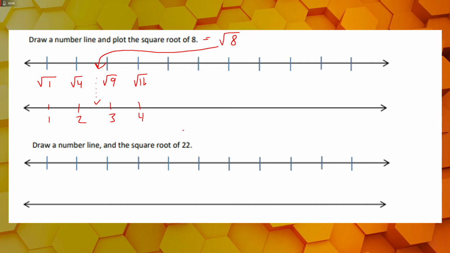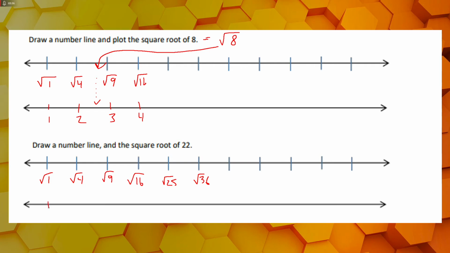I want you guys to pause the video and see if you guys can figure out this next one, the square root of 22. Well, we're going to start the same way. Square root of 1, the square root of 4, square root of 9, the square root of 16. So I know I need to go up to 22, which means my square roots here have to go past 22. Well, I know next is 25. And then we can go one more. We can go up to 36.